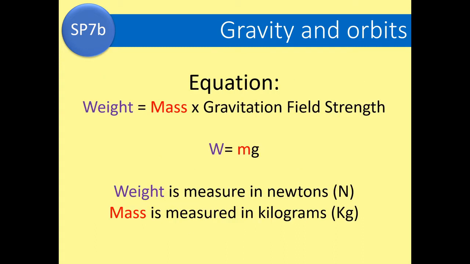Now you should know the equation for weight. You should have done this in Key Stage 3. I'm just going to go over it again if you need it for GCSE as well. Weight is equal to mass times by what's called the gravitational field strength. And this just tells you how hard gravity is pulling on an object, depending on the planet. So W equals mg. And I say weight is measured in newtons and mass is measured in kilograms. You need to know this equation. They can ask questions on it in your exam.